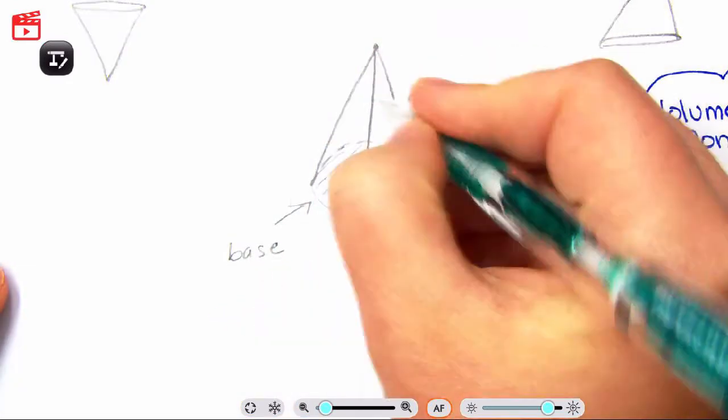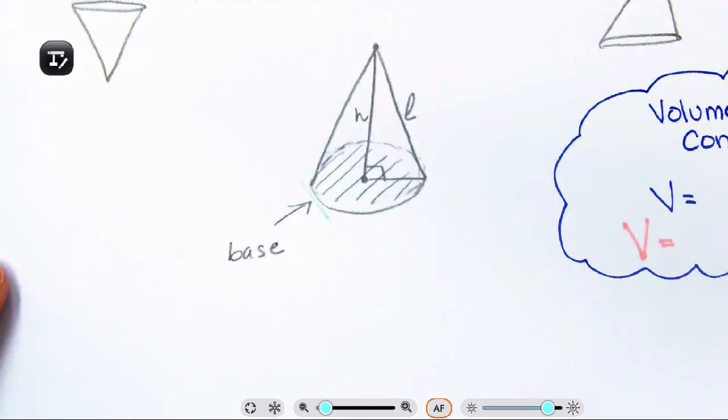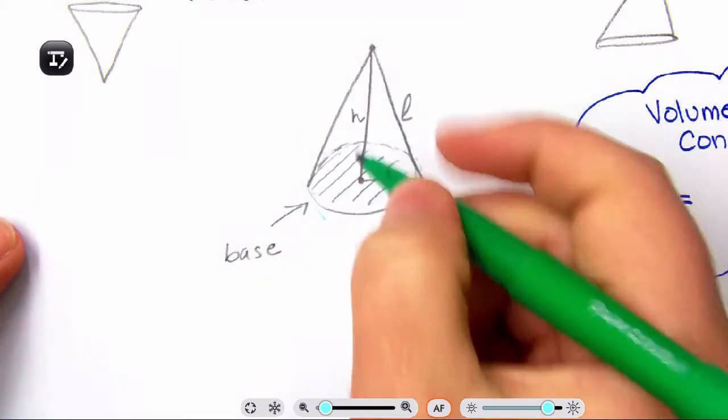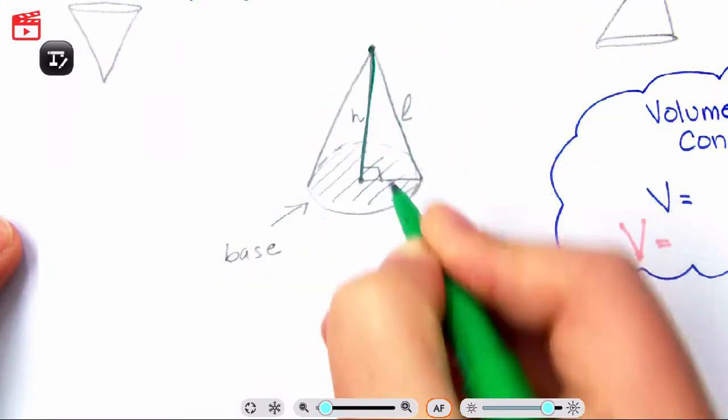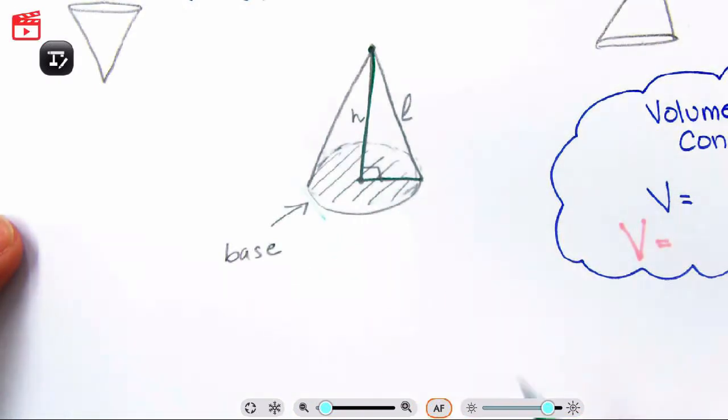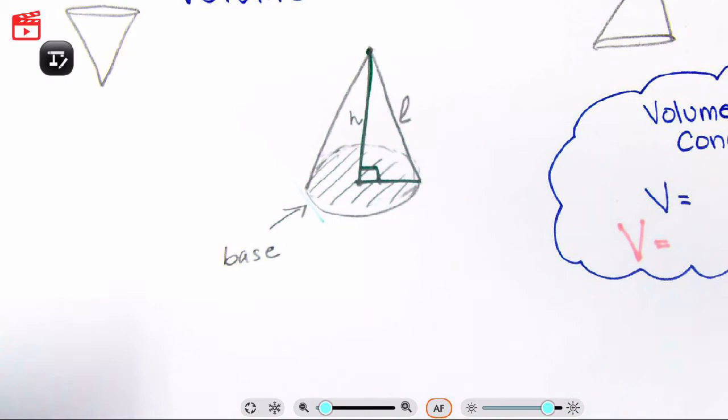The height has to be perpendicular. So if you watch the video on the volume of pyramids, we kind of discussed the importance of a perpendicular height to the base, okay? So perpendicular means that they meet at a right angle. So the base, which is a circle, and the height must be perpendicular.